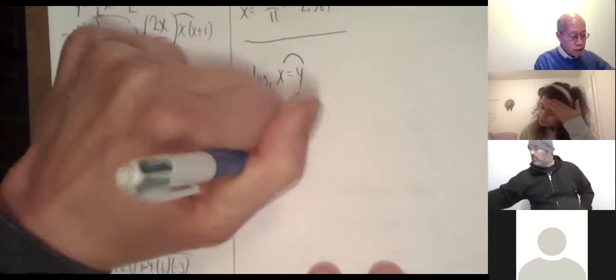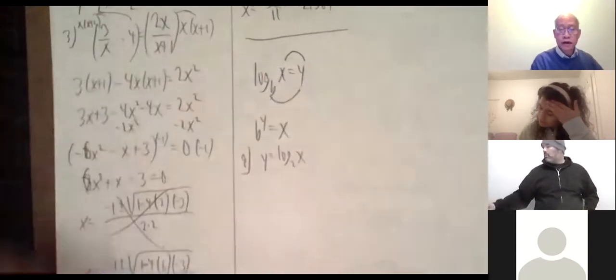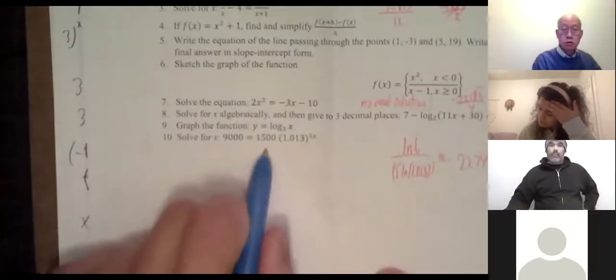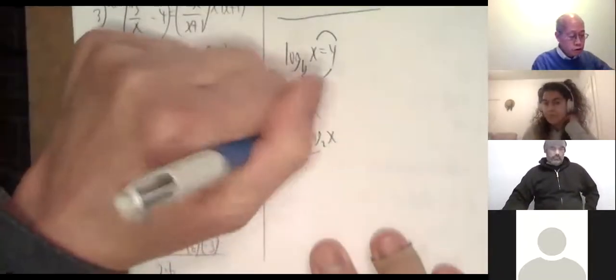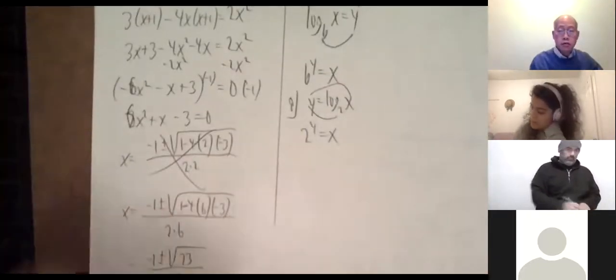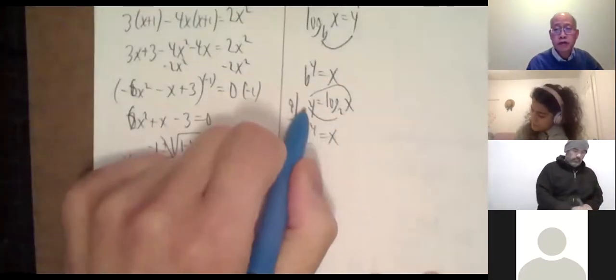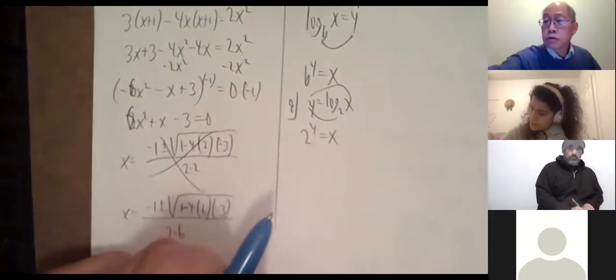9, y equals log base 2 of x. Graph it. Okay, so unscramble it: 2 to the y equals x. You start with the base, you go across the equal sign for the exponent, come back in for the result.